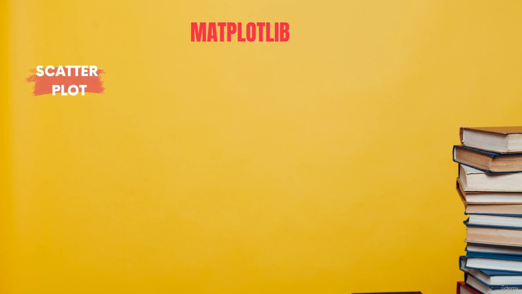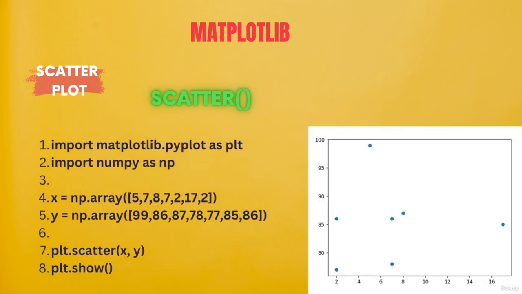Now let's look at scatter plot. With pyplot, you can use the scatter function to draw a scatter plot. The scatter function plots one dot for each observation. It needs two arrays of the same length, one for the values of the x-axis and one for the values of the y-axis. For example, let's look at this code. This will produce this as an output.